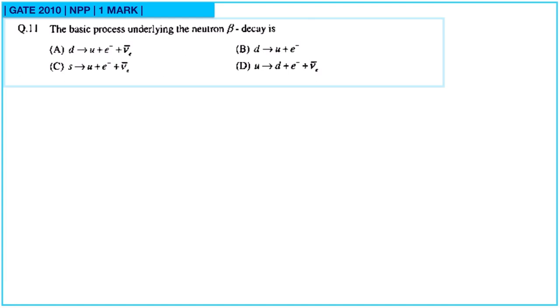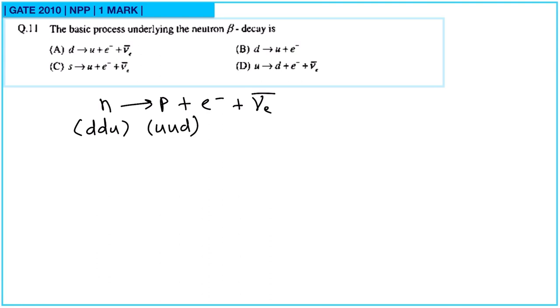Question number 11. The basic process underlying the neutron beta decay is. For neutron beta decay, we have neutron converting into proton, and along with that electron and antineutrino are emitted. The quark content of neutron is DDU, that is down down up quark, and for proton it is UUD. So that means a down quark is converting into an up quark plus electron and antineutrino. So this will be the underlying equation. So option A is correct.